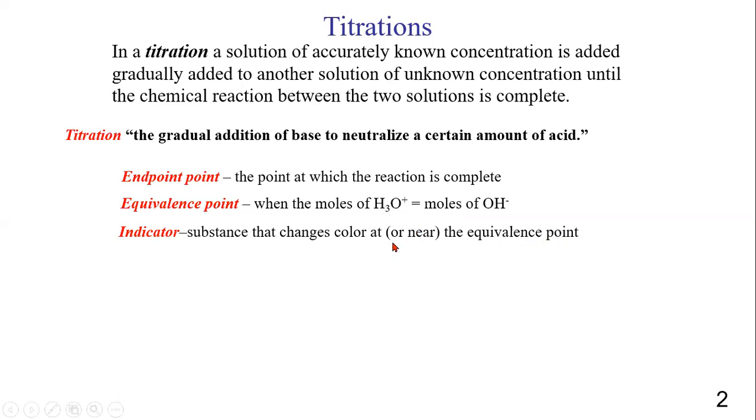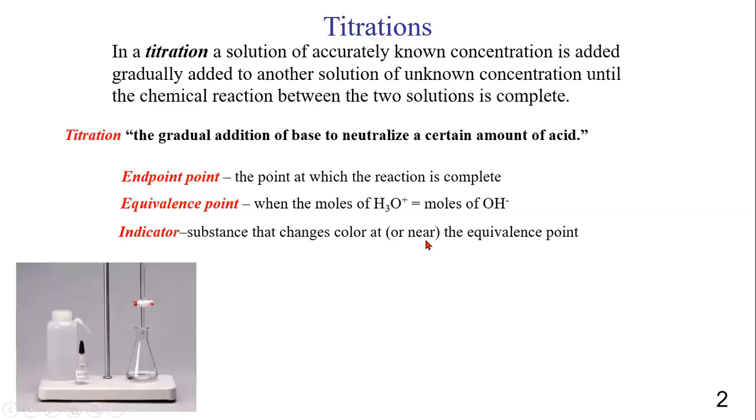Now you have to watch out. We're going to look at these indicators in a separate chapter briefly at the end of this, but I'm going to show you the different types of indicators and what we mean by at or near the equivalence point. So what is the equipment that I need to use to do a proper titration?